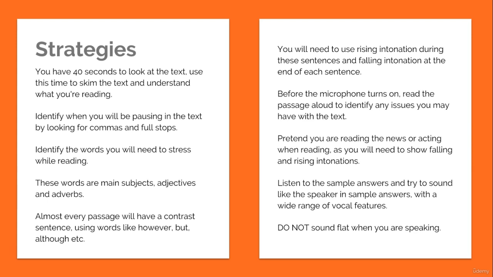The one thing you do not want to do is sound flat when you are speaking. With native English speakers, our voices go up and they go down. And when you're reading aloud, you need to do the same thing. So don't sound flat. Don't sound like a robot. Try to go up and down, and you will get a better score with your oral fluency and pronunciation.